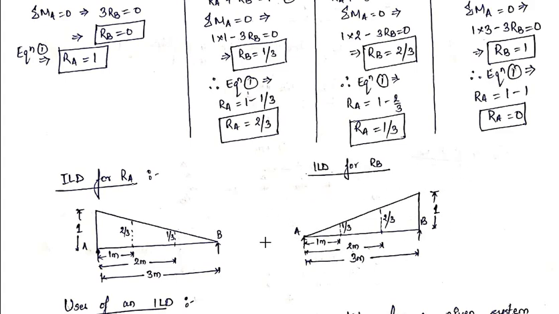Now this ILD for Rb represents the variation of Rb when the unit load moves from A support towards the B support. Now how to interpret the results from this diagram? When the unit load was at A support, the value of the reaction at support B, that is Rb, is 0. As the unit load starts to move from A support towards the B support, the value of Rb started to increase, and when the unit load reached support B, the value of Rb became maximum, that is 1. So this is your ILD for Rb.